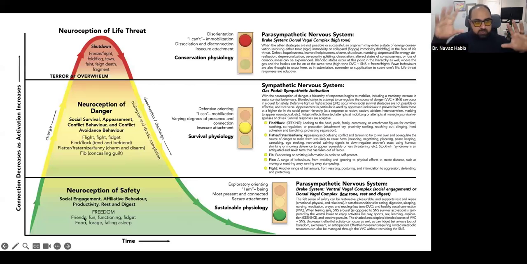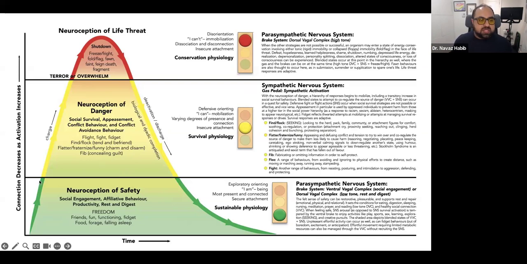This is a kind of a version of the polyvagal theory here. When we're in a state of safety, we turn on our parasympathetic nervous system and our vagus nerve is working quite well. When we feel safe, we feel capable. So social engagement, affiliative behavior, productivity, and rest and digest tend to work very, very well here. And this is what we call sustainable physiology. Physiology that allows us to be sustaining in our life pattern.